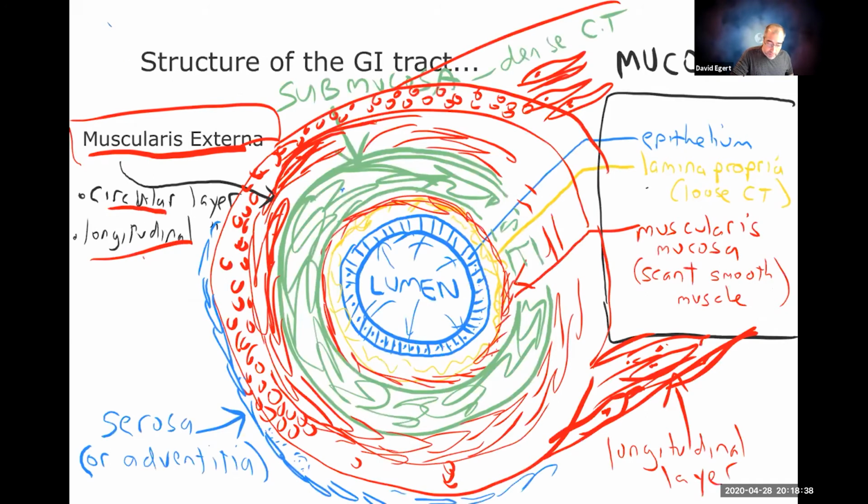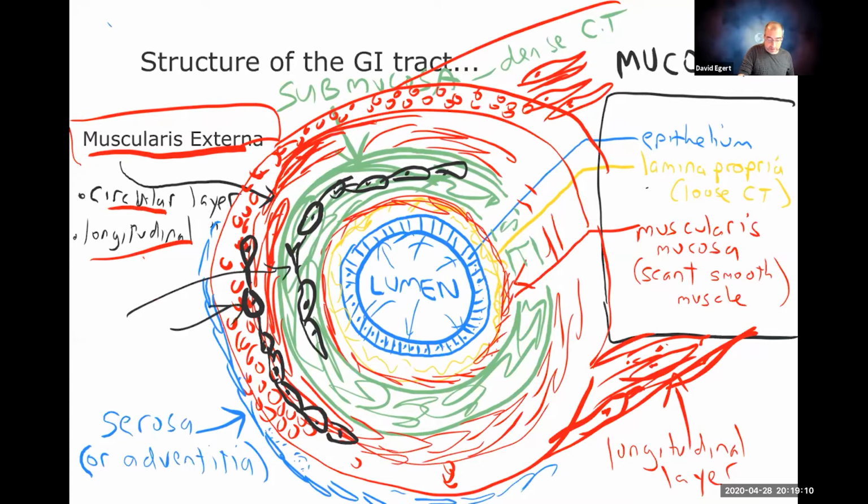There is a plexus of neurons in the submucosa here. That's called the submucosal plexus of Meissner. And there's another plexus in between the circular and longitudinal layers called the myenteric plexus of Auerbach. So these are nerve plexuses. And I've kind of run out of room to name them here, so I'm going to put them back on that other sheet.